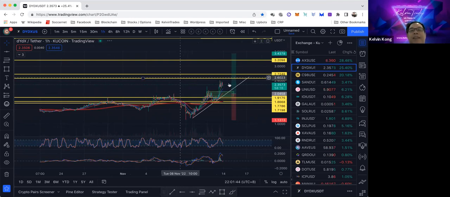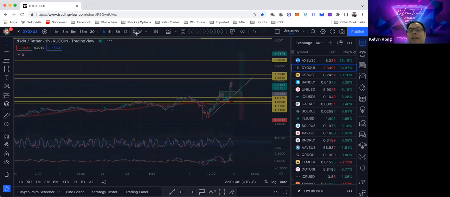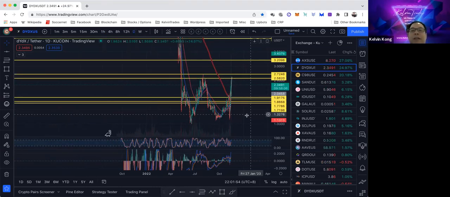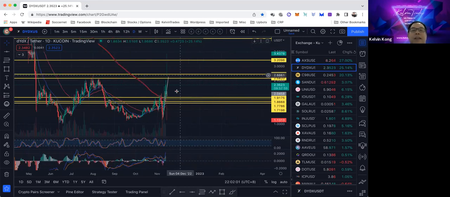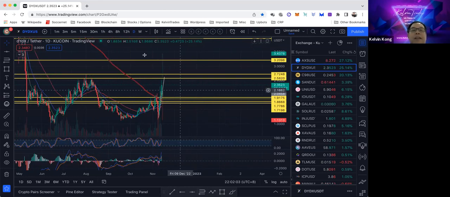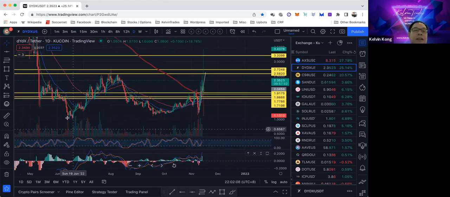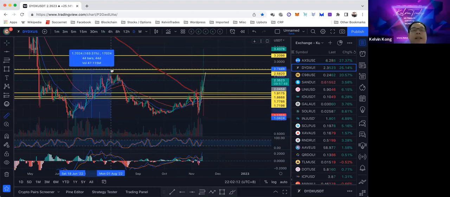Okay. And DYDX has done that kind of move before. You can see this move. So this move to here is nothing. Okay, so a 60% move for DYDX is nothing. It's possible.